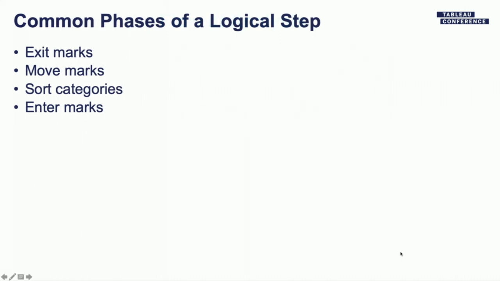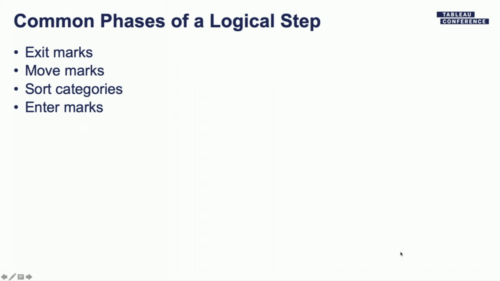Now, one more thing I want to talk about is that for data stories, there are 4 really common phases that you see. Polly earlier today talked about Julius Caesar, which was really cute. I thought that was great. So marks can exit. There can be movement of marks against one axis. There can also be movement or sorting against a different axis, and finally marks can enter.